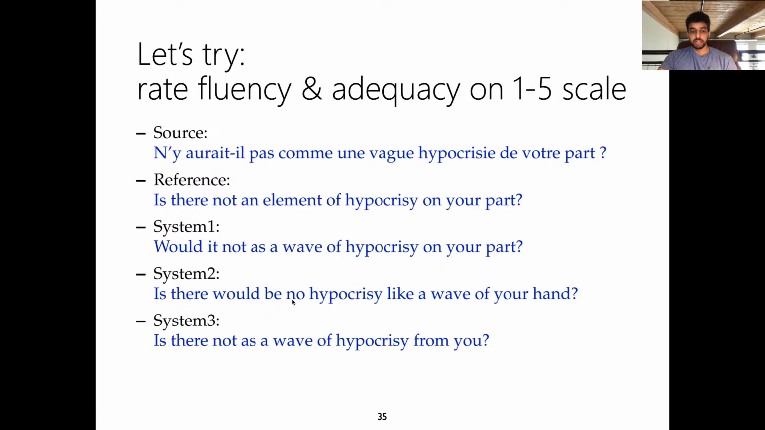System 2 is: there would be no hypocrisy, like a wave of your hand. This one doesn't seem adequate at all. A wave of your hand was just inserted in here, and it's also not fluent. Is there would be is obviously ungrammatical. And system 3: is there not as a wave of hypocrisy from you? So this is a subjective task, right? What does it mean to be a 3 on this adequacy scale as opposed to a 4? So you would want to have a lot of raters and compute their agreement or average score or something like that.